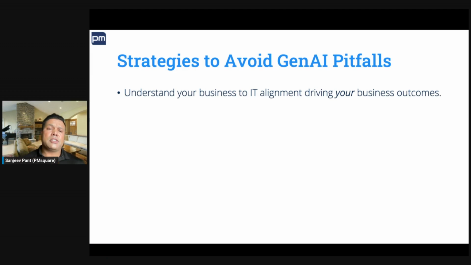So, as I mentioned before, I don't want to be a broken record here, but the most important thing for the strategies to avoid generative AI pitfalls is you need to understand your business to IT alignment, which drives your business outcomes. What this really means is when you have a business initiative, I want to increase my IT productivity by 40%. How can generative AI help me?